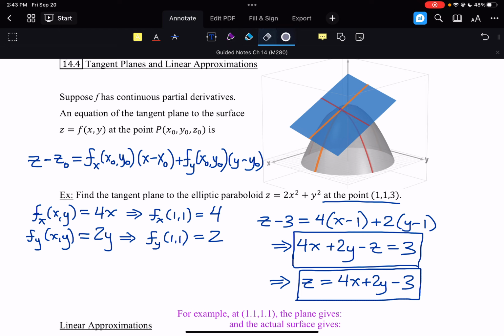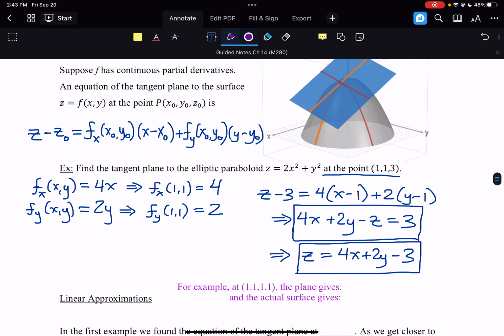So we'll see, of course, more examples with this, but for this one, for example, if we look at the point 1.1 comma 1.1, so really close to the point 1, 1, okay? If we substitute this point into the plane, we get z equals 4 times 1.1 plus 2 times 1.1 minus 3. So that's going to be 6.6 minus 3, so that's 3.6. So this is the value of that point on the plane.